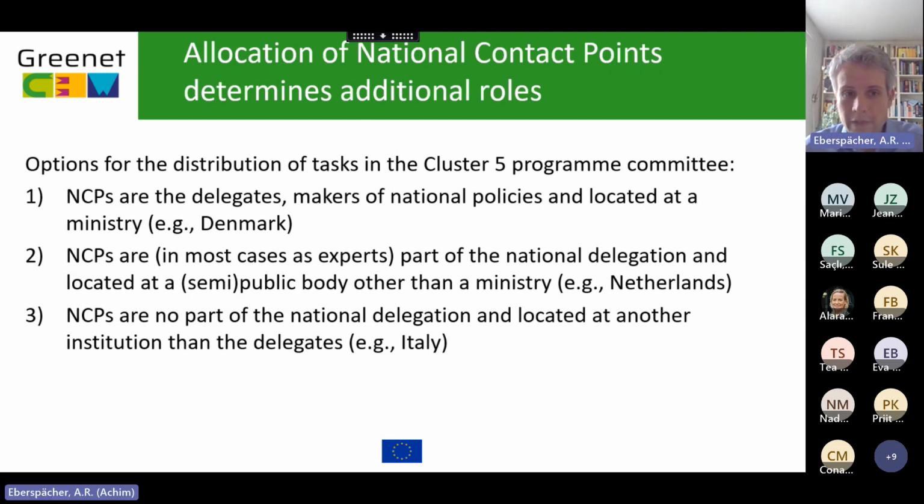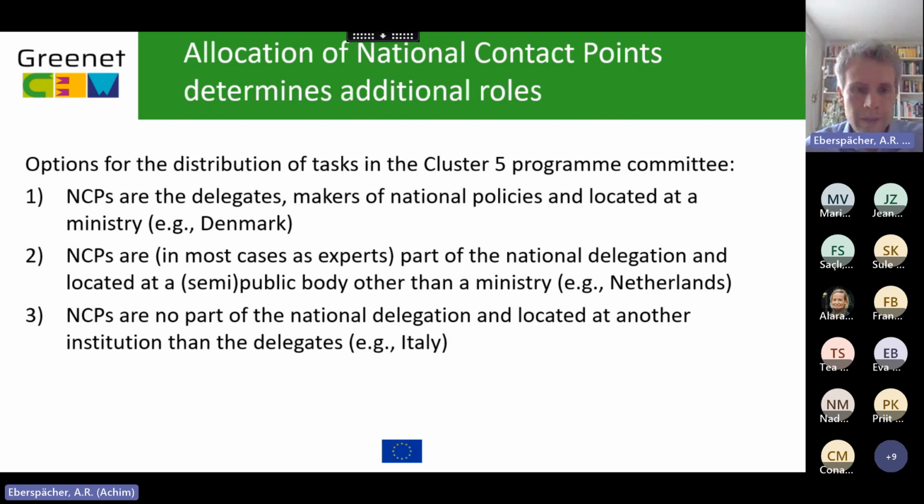Number 2 is the national contact points are part of the national delegation, then in most cases not as delegates, but as experts. And they are located at a public body or a half public body other than a ministry. That's the case in the Netherlands. I know that's the case in Germany too, also in Austria.